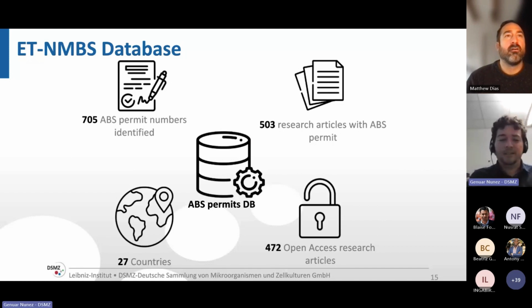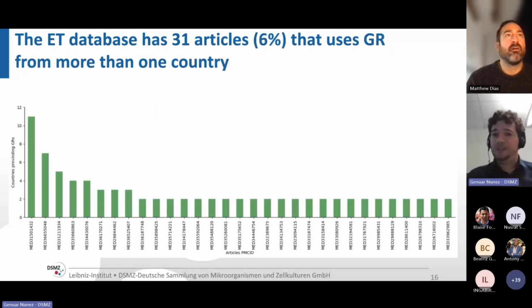We continue analyzing the data together, not just with the clearinghouse, but with other databases. I want to use the opportunity to show a few insights that we have so far. This is not a finished project, but we already have something to show you. In the database where we are connecting research articles with genetic resources, the majority of papers use just one genetic resource from just one country.